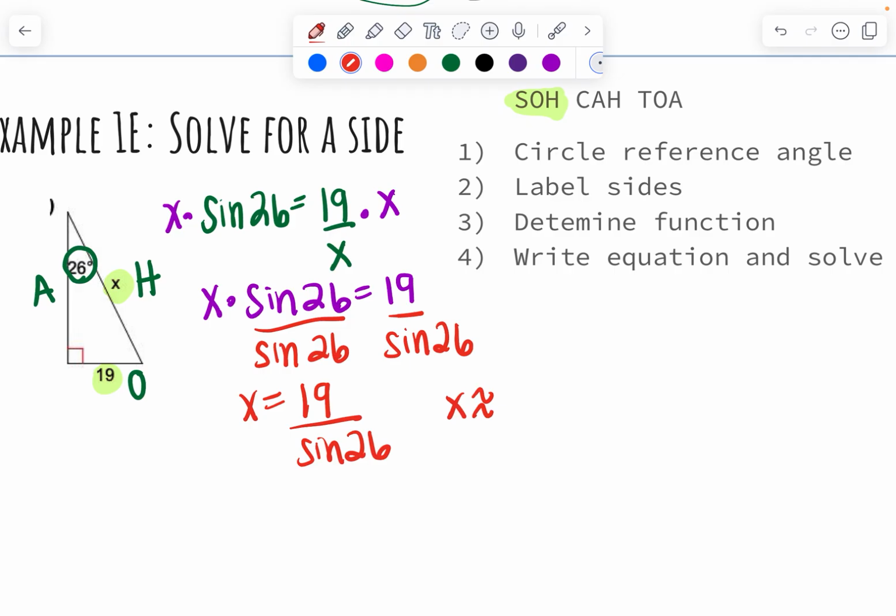And if you put that in your calculator, you would get 43.34 if we're rounding to the nearest hundredth.